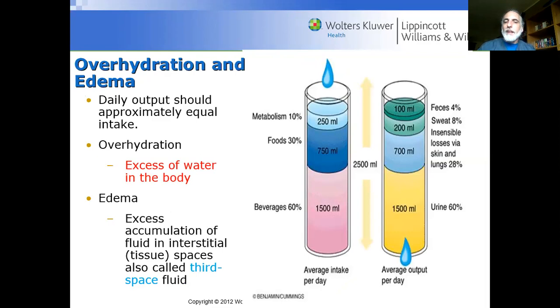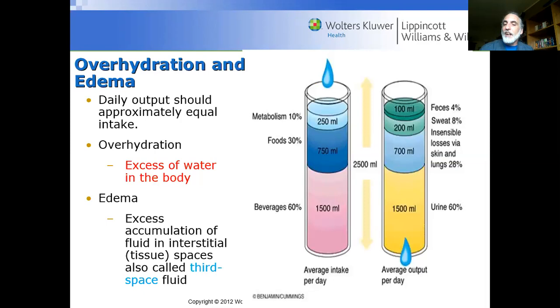So to maintain fluid balance, daily output and intake should be relatively equal. But how do we measure that? Okay, so we've talked before about the product of cellular respiration. As we are sitting here, we are making water. So that's the metabolism. That's about 10%. Daily, on average, you make about 250 mils of water. In your food, right? Roughly 750 mils of water, or 30%.